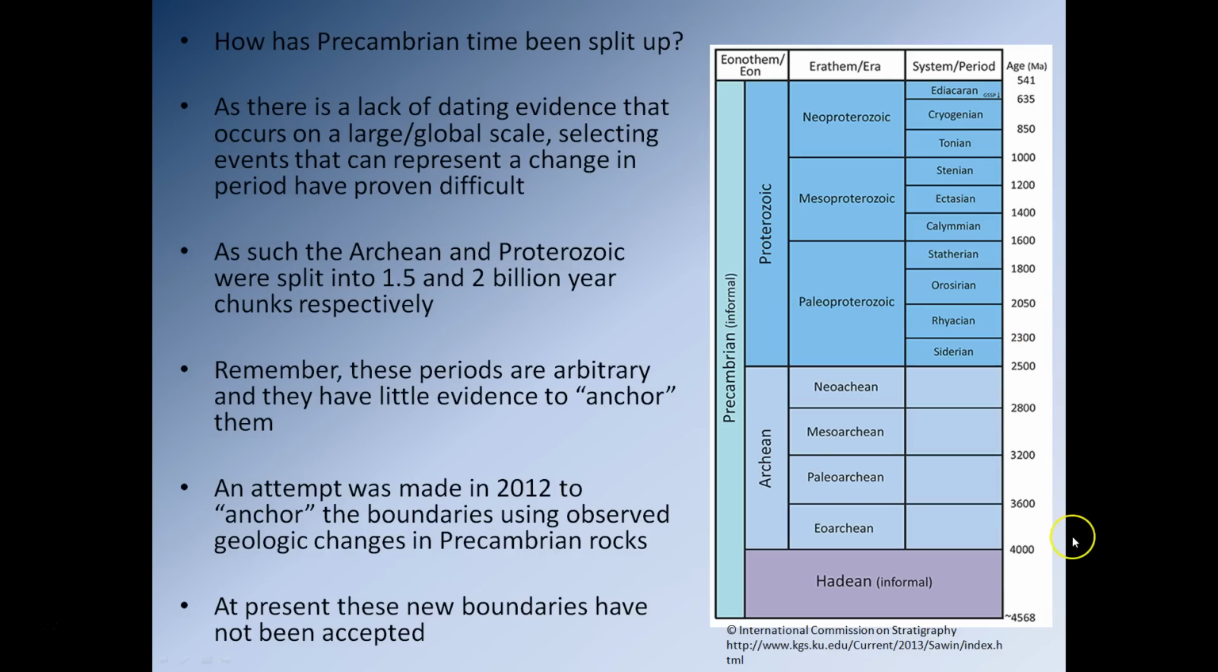And so what's happened is, if you just look at the diagram here, what you'll notice is 4 billion years to 3.6, 3.6 to 3.2, 3.2 to 2.8. Essentially, they're just dropping down by 400 million years each time. And you can see that throughout the Proterozoic as well. So essentially they've just split up the Precambrian based on arbitrary numbers that don't really have any kind of evidence to anchor them. They're just boundaries that were picked because they're nice round numbers. That's it.